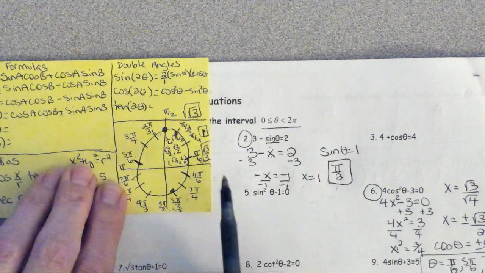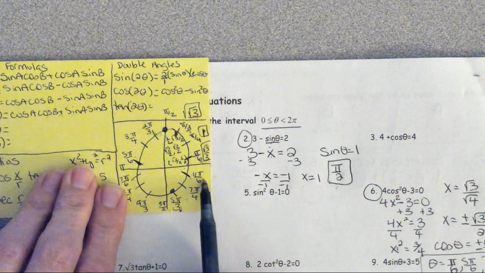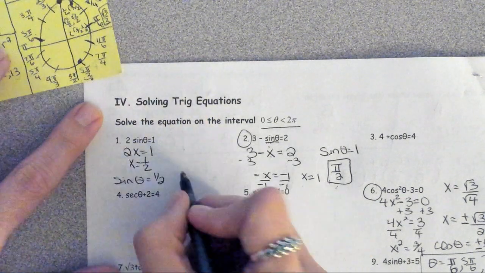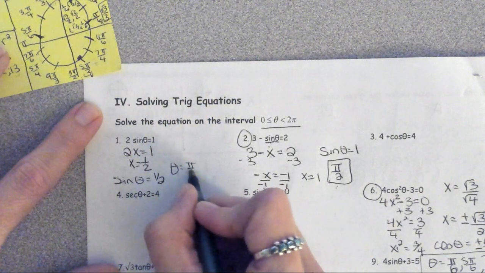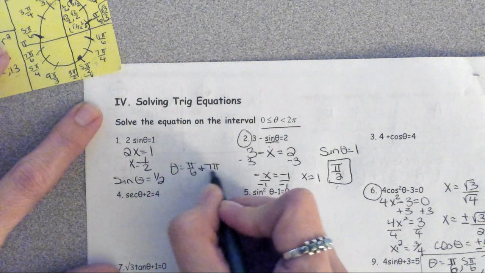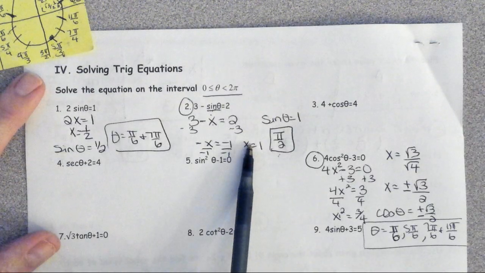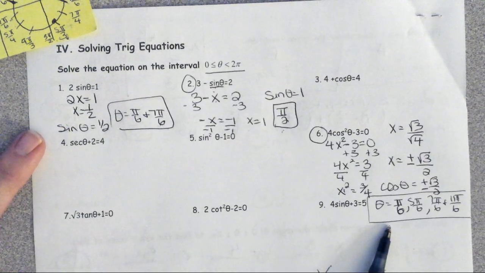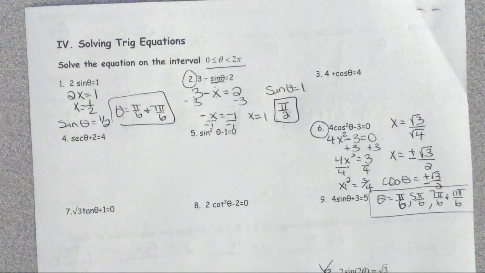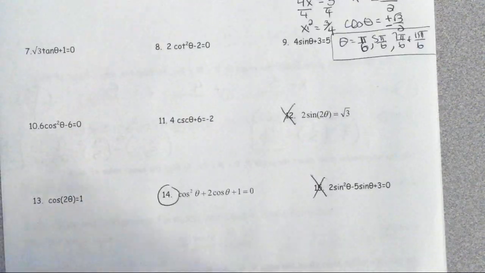At 7 pi over 6 and 11 pi over 6, it's negative 1/2. So I just want these two up top. So theta equals pi over 6 and 5 pi over 6. 2 answers. So number 1 had 2 answers, number 2 only had 1 answer, and number 6 had 4 answers. I'm going to go do one more with you, number 14.